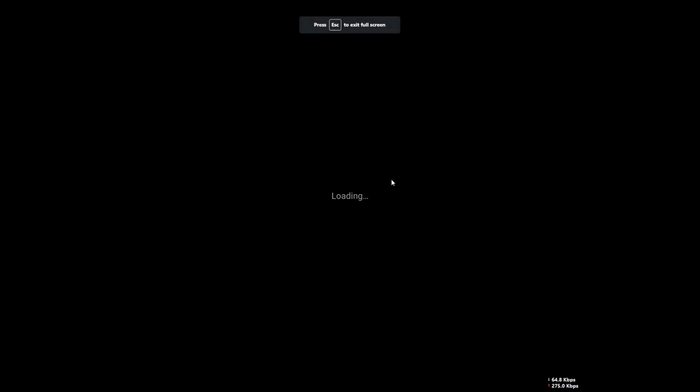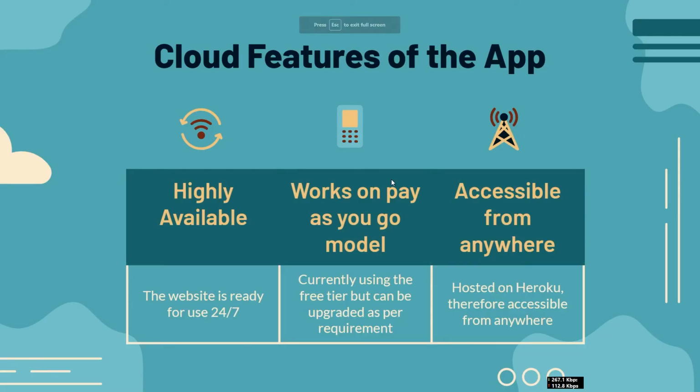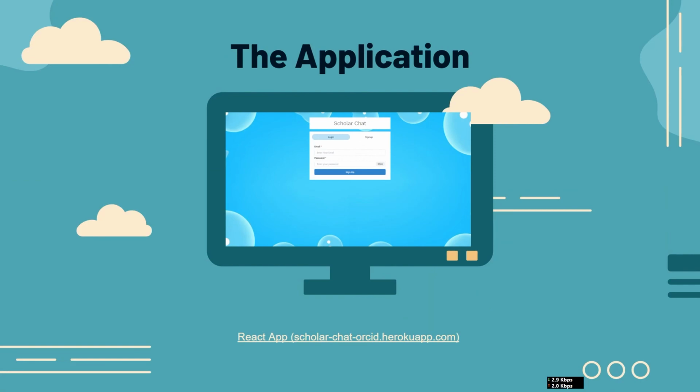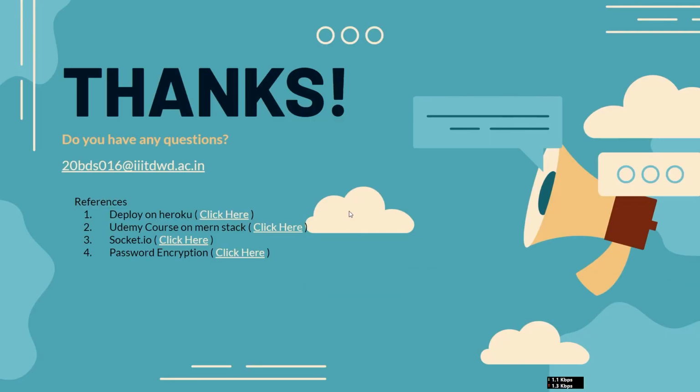So the cloud features which I showed you in the app: the app is highly available. The website is ready for use 24/7, and this website works on a pay-as-you-go model. Currently this is on the free tier, but we can upgrade it if our users are coming into the app more frequently and the app is getting popular. The app is accessible from anywhere. It is hosted on Heroku, and the application is deployed there, and the link will be provided in the findings of my project.